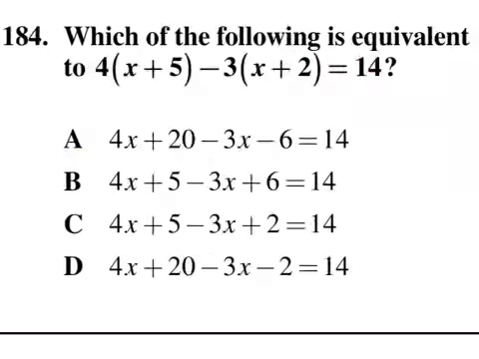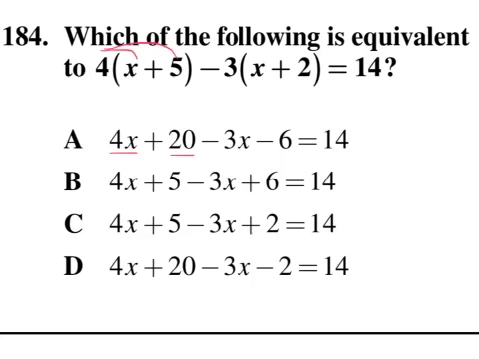All right, you guys, on this problem, which is equivalent to this? So you don't solve the whole problem. Some of you might see this and go, I got to solve this. No. All you had to do is distribute the 4, distribute to there. And 4 times x is 4x. 4 times 5 is 20.